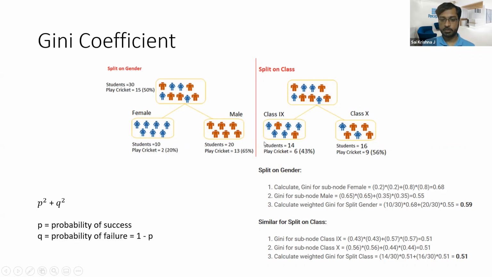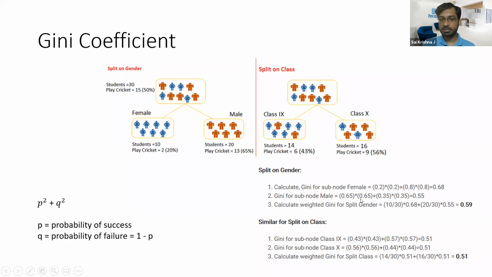Okay. So similarly, for this particular subnode, the male subnode, again we calculate the Gini coefficient, that is p square plus q square. P is 0.65 and q is 0.35. So 0.65 square plus 0.35 square gives you 0.55. Okay. And then you calculate a weighted average of these two. So we have 2 subnodes, right? One for female and one for male. So for these 2 subnodes, we calculate the weighted average.